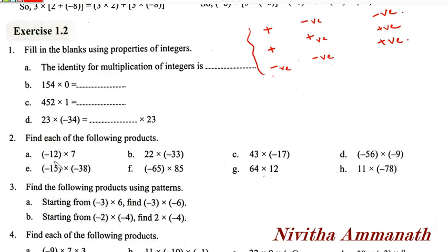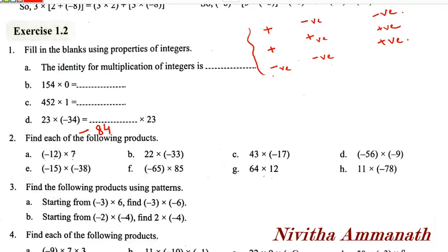Now the question is minus 12 into 7. So 1 is negative and 1 is positive. So the answer will be negative only. Then 12 into 7, that is 84, right? 2 sevens are 14, 1 seven is 7, plus 1, 8. So it will be minus 84.